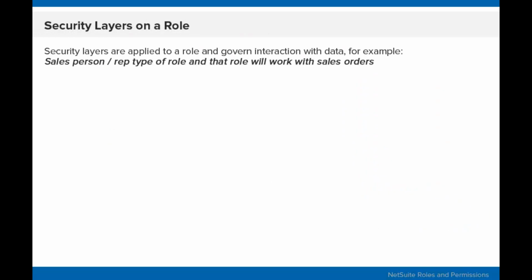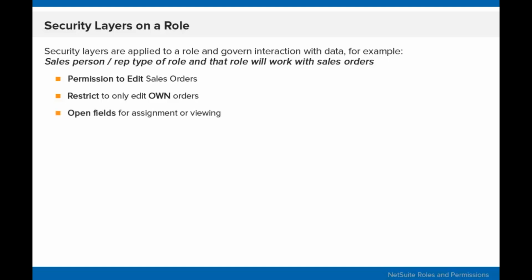Security layers are applied to a role and govern the user's interaction with the account data. Consider the example of a salesperson or sales rep type of role. The sales role is working with sales orders, so we assign the permission to edit sales orders. We modify the permission with a restriction so that they can only edit their own sales orders.